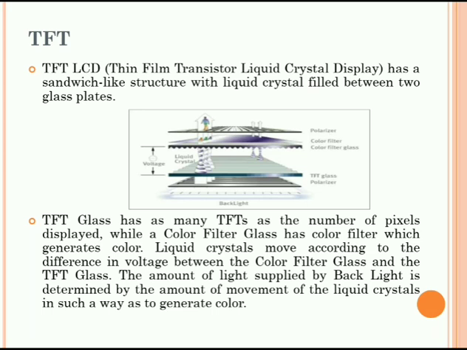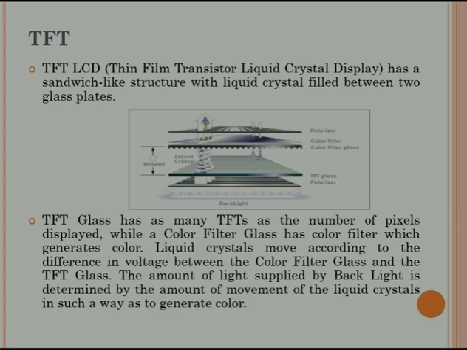To determine the amount of color that is generated, we have to find the amount of movement of that particular liquid crystal. By the amount of movement of the liquid crystal, we can find out how much color is generated, or in which way a color is generated by using that particular liquid crystal in the TFT.